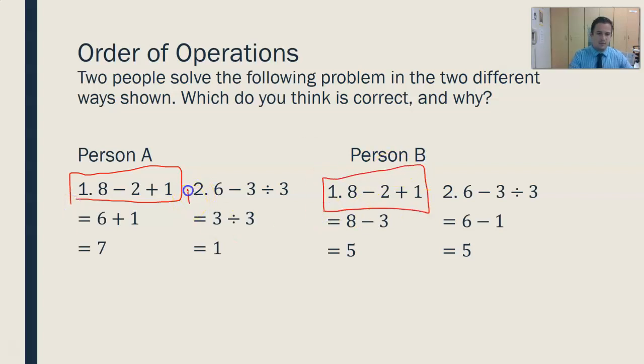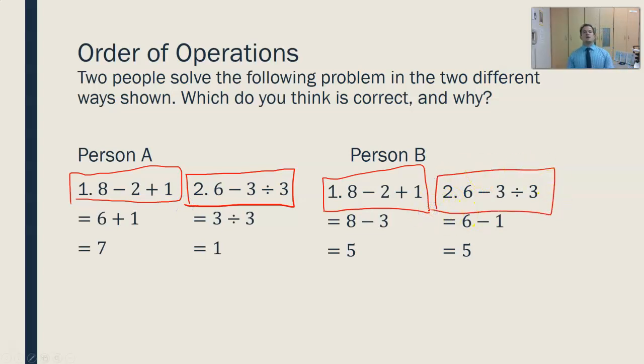And then the second problem is 6 minus 3 divided by 3. So go ahead and, if you want to pause this for a second, take a second, look at the person A calculations and the person B calculations and try to determine who is correct. So, I'm going to tell you right now that this one right here for person A is correct.